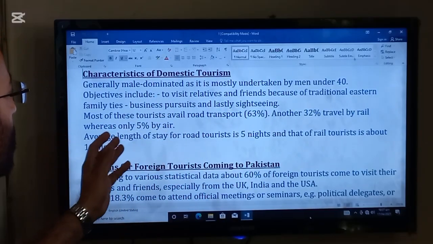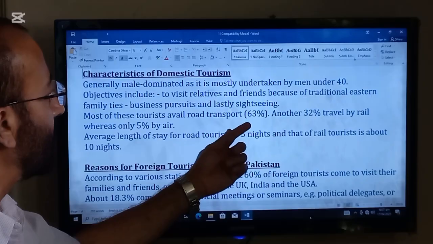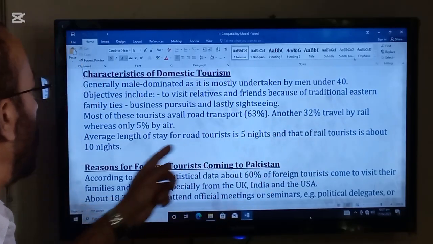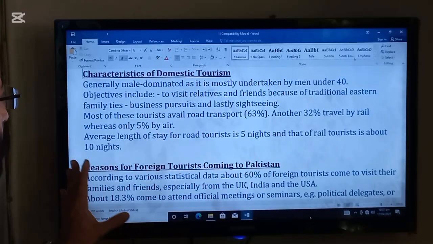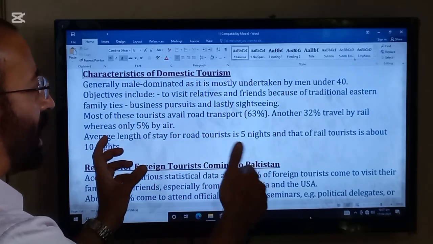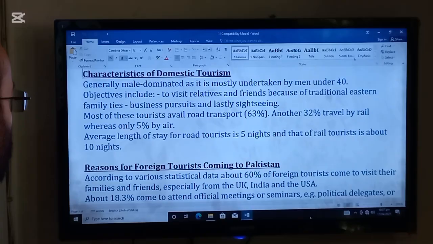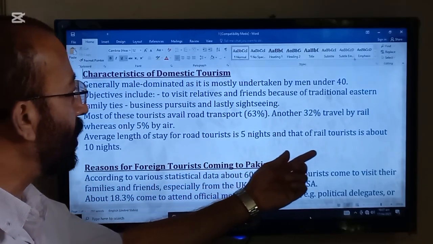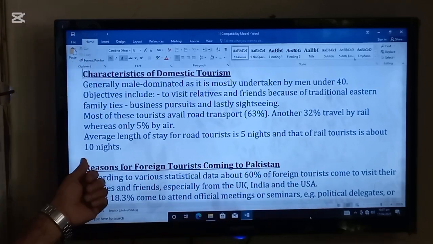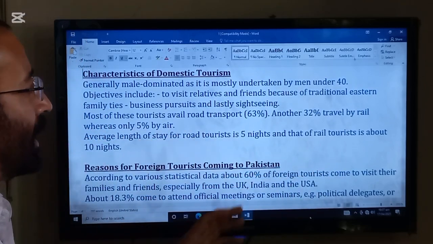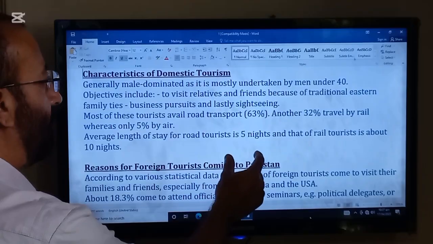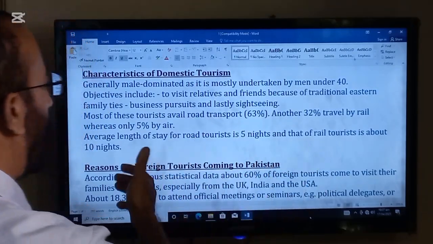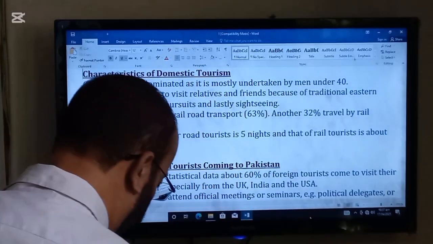Next, most of these tourists avail road transport, that is almost 63%. Another 32% travel by rail and only 5% by air. So this is the composition of travel through different means of transport. Average length of stay for road tourists is 5 nights, and that of rail tourists is about 10 nights. So this is the length of the stay: 5 nights for road tourists and almost 10 nights for rail tourists.